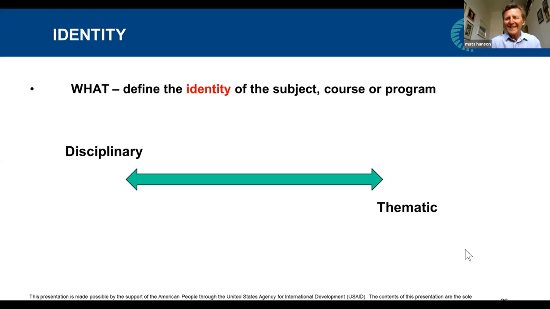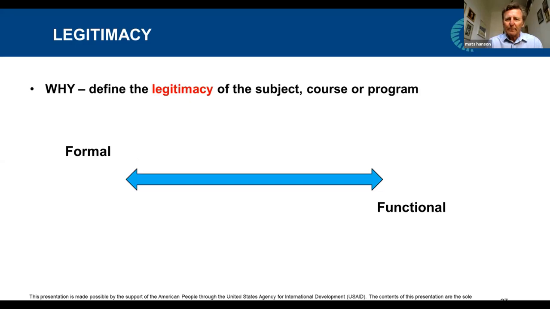Next one, you remember the next one? The identity and the legitimacy of the subject or the program. So why should we include this in the mechanical engineering program or whatever program or in the subject? You can make this on a smaller scale in the subject. Why should it be included? Dahlgren said that it could be either formal requirements.